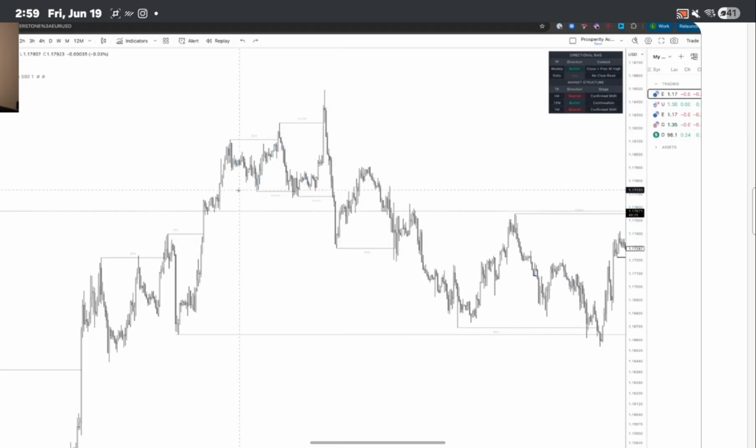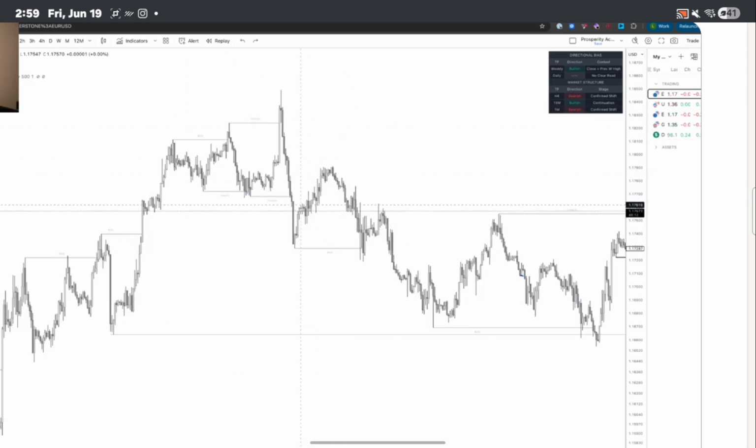Now this is a textbook manipulation reversal model. When price barely breaks and then barely breaks and then rallies through and then rallies through, this is an indication of liquidation. The good thing about this is that that's why we use multiple time frame analysis.